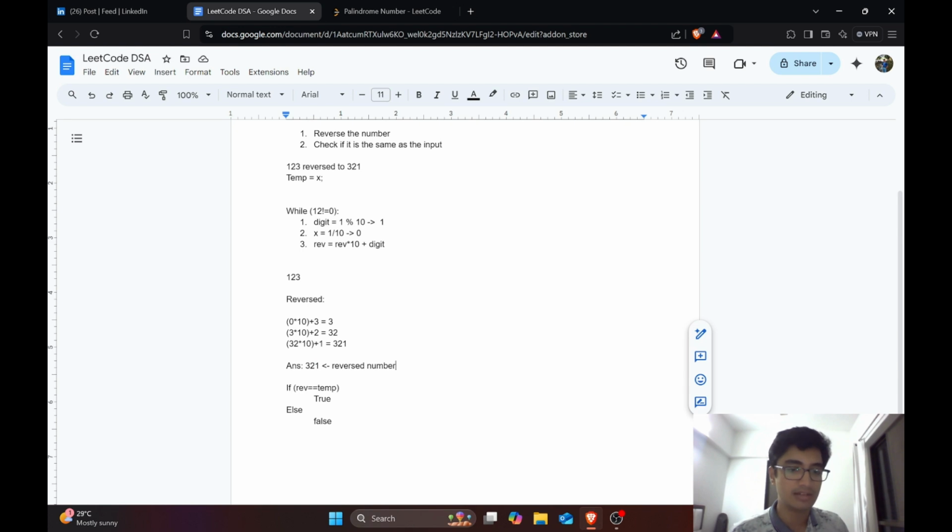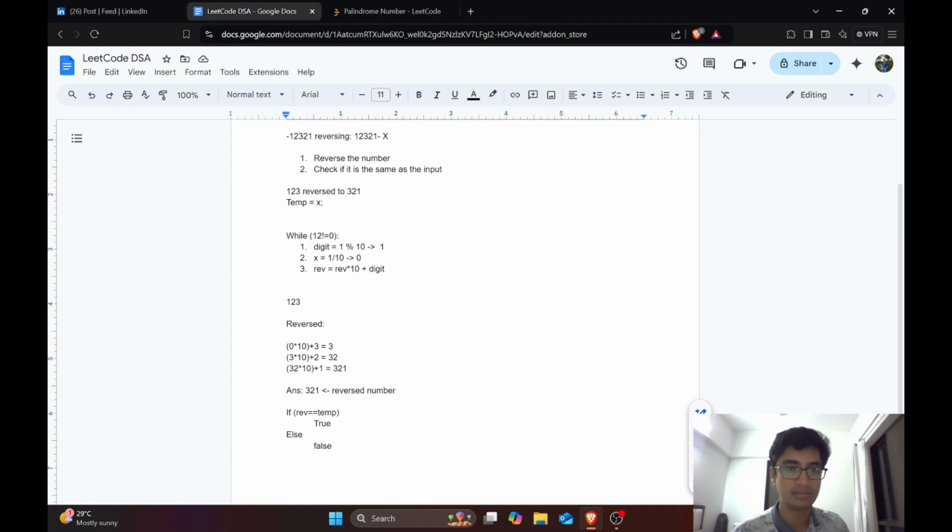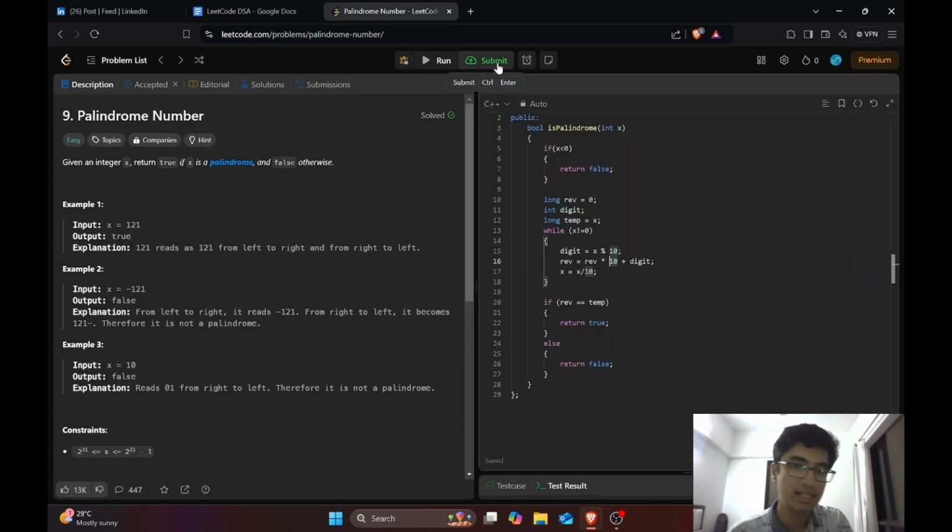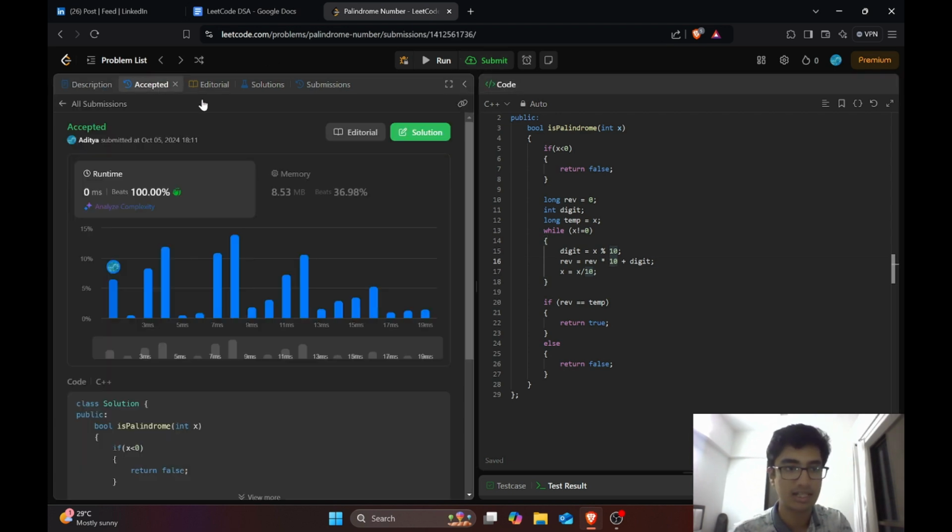Now we'll check if this is a palindrome or not, that is, if it is equal to the original number or not. When we reverse the number, we got 321, which is not the same as this temporary number, that is 123. So our number will not be a palindrome number, it will return false. We'll hit submit over here and this will get accepted. Yay, beats 100%. Nice.